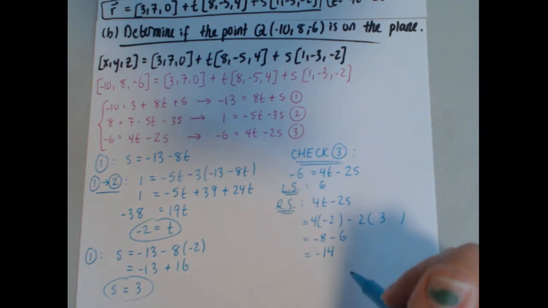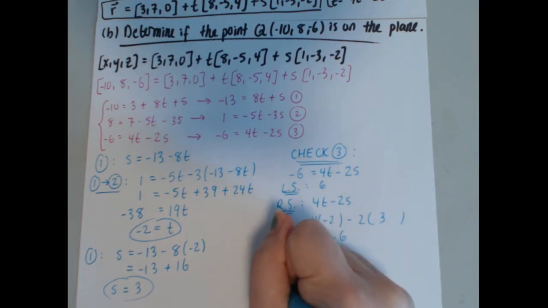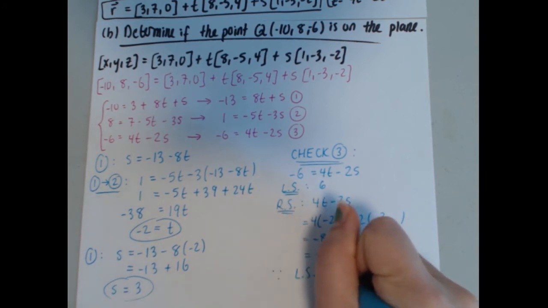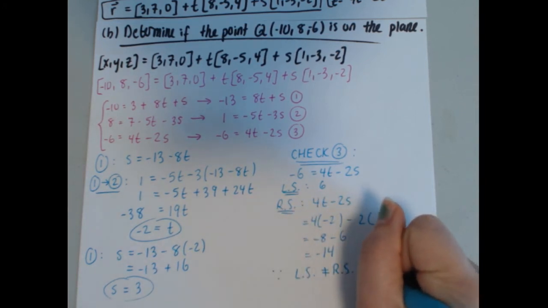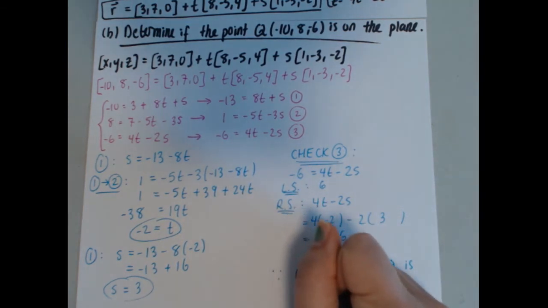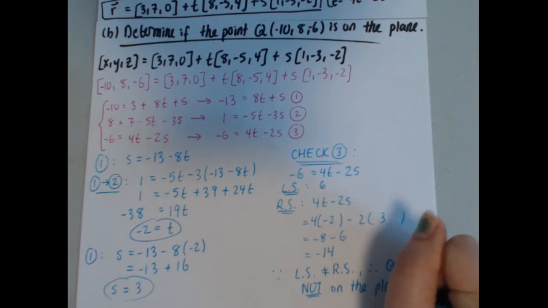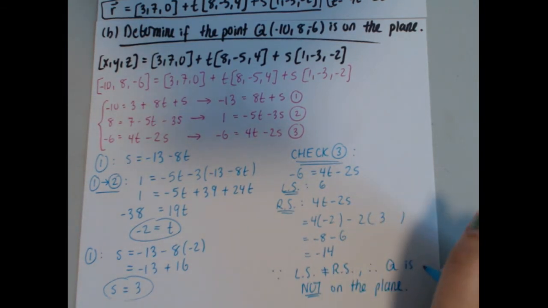And because of that one misstep, that means Q is not on the plane. So since left side does not equal right side, therefore Q, which is the label of the point, is not on the plane. Okay, so that's our final answer.